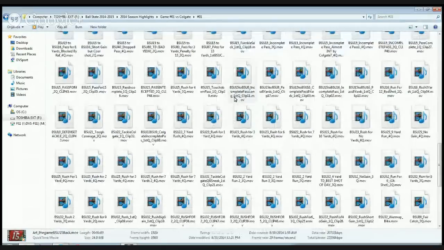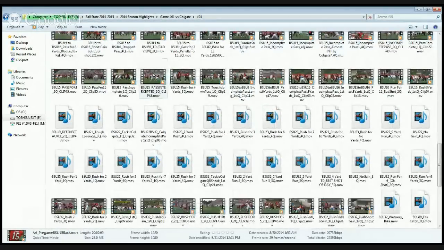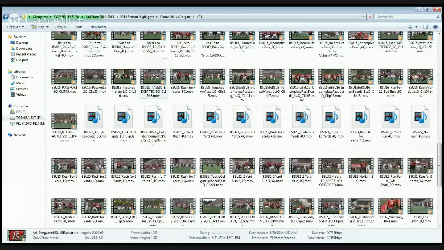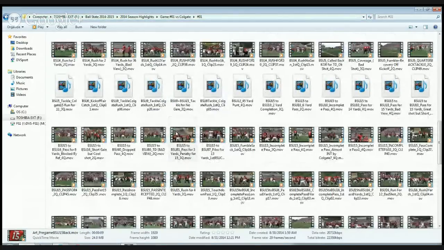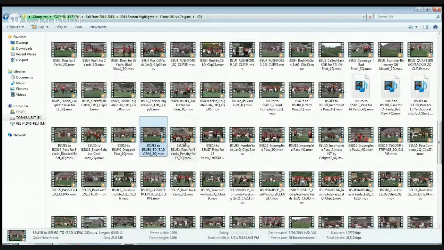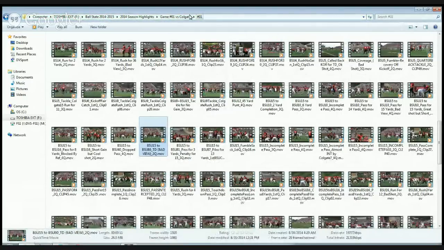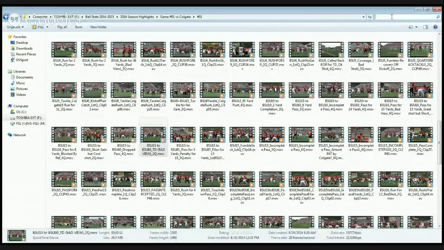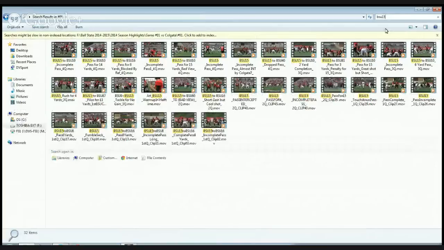If it's any kind of play during the game, it would be labeled BSU, and then whoever the player touching the ball was. Obviously our quarterback's number is 15, as you can see, all the ones with 15. So it'd be labeled BSU 15. The reason we do this is because now that we have this folder structure, we can go up here in the search bar and type in BSU 15, and now all the plays that Ozzie Mann, our quarterback, was participating in are in here.